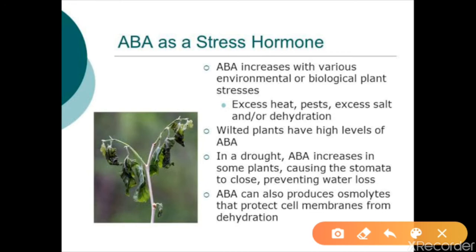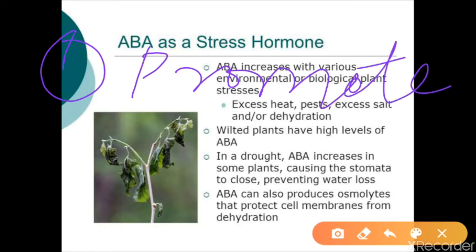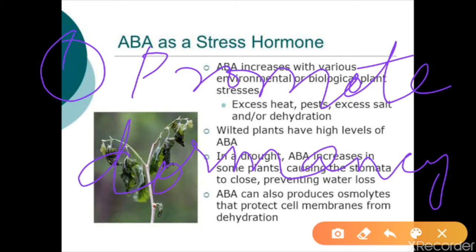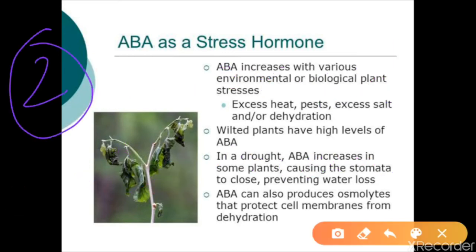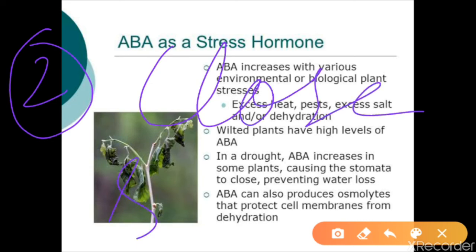Now what does it do? Actually, the first is it promotes dormancy. That means it will lead the seed or the plant into an inactive state. That means it will stop the growth. First thing is they will stop the growth. The second thing: as we talked about in the cytokinins, that they help in the opening of the stomata, the abscisic acid will close the stomata.